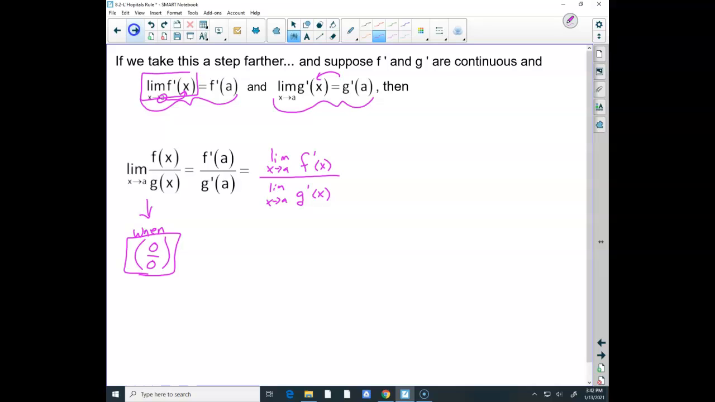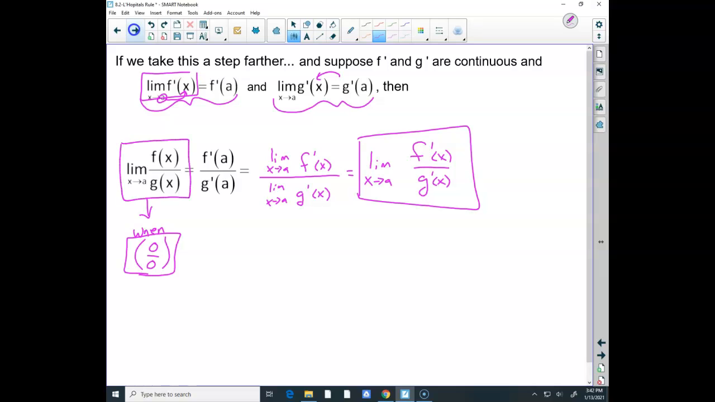Well, if I take the limit of the quotients, okay, that means I can use a property of limits here. I can back this little rascal up and I can say this is the limit as x approaches a of f prime of x divided by g prime of x. Okay, what does that mean? That means this is equivalent to here. They are the same thing. But only when I get an indeterminate form of 0 over 0.